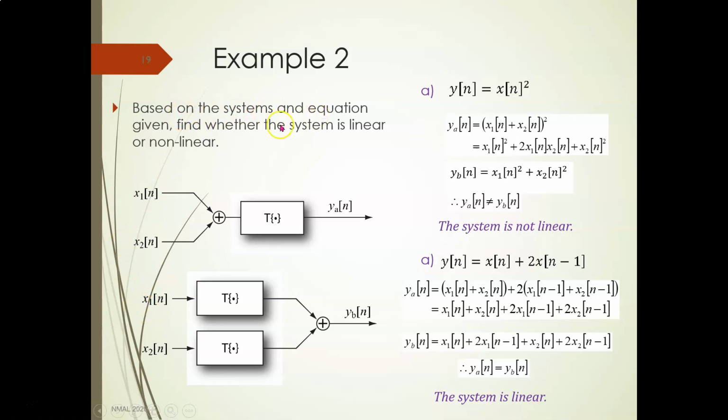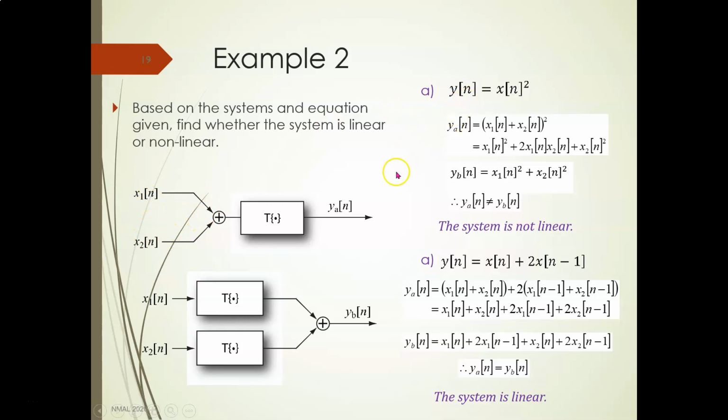Based on the systems and equations given, find whether the system is linear or nonlinear. Basically, the question will give you only the equation. Sorry, this should be A, this should be B. For A, the equation is yn equals xn squared. To make it easier, I redraw the system here so that you can understand further. In the examination you don't have to redraw the system, but you can redraw it so that you can understand.